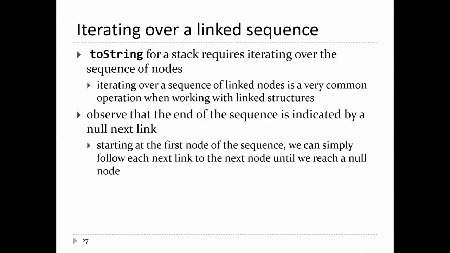Okay, so you can iterate over the sequence of nodes because you know where to start. That's just this dot top. You know when to stop, because the bottom node's next link is null. And so you can just iterate over the nodes until you find a null next link. Starting at the first node of the sequence, you just follow each link to the next node until you reach a null node.